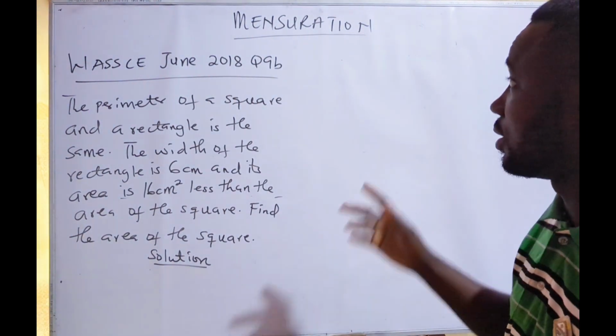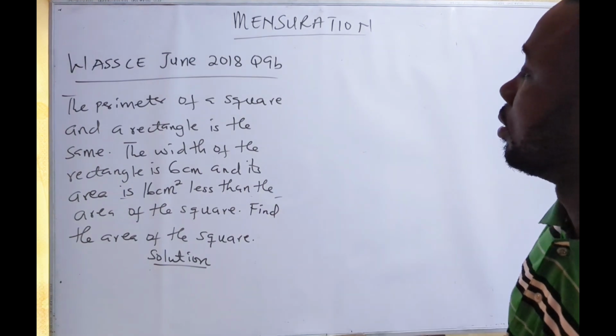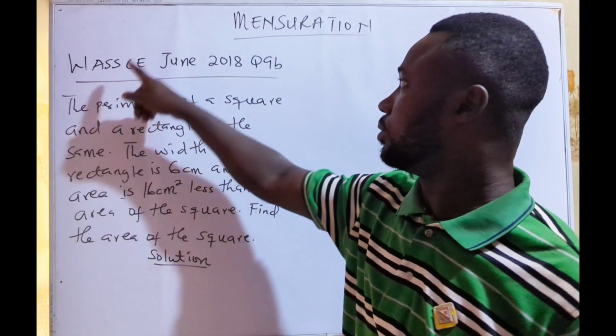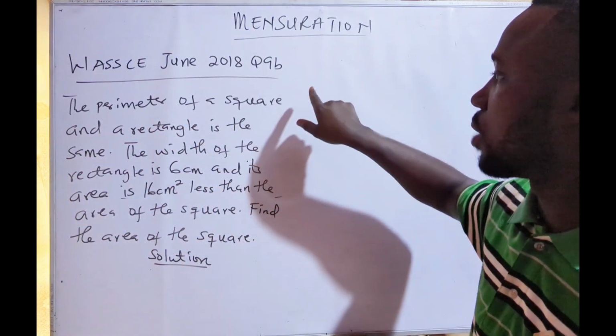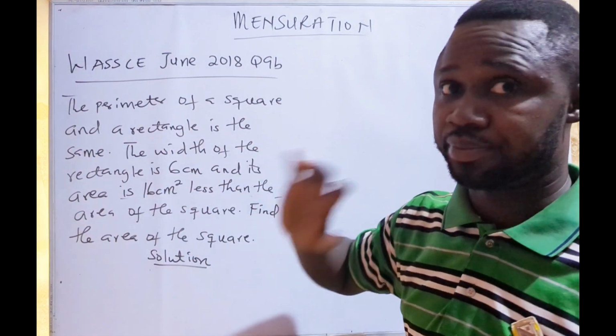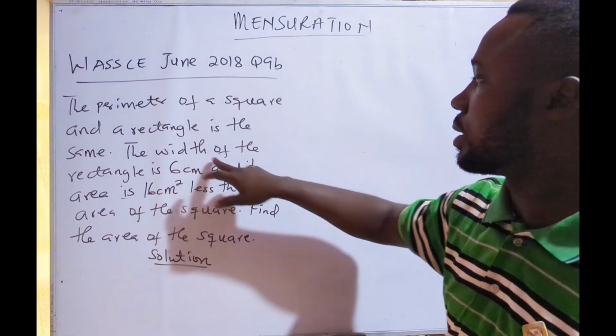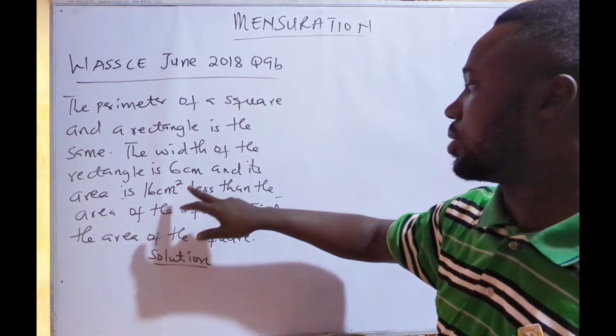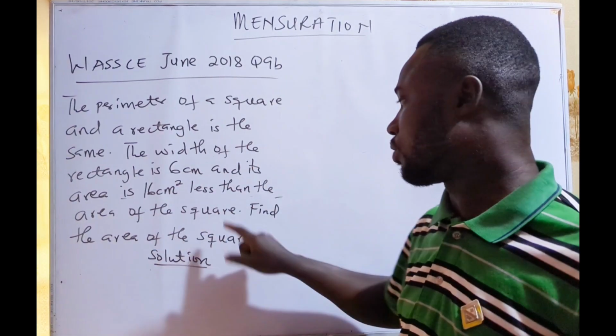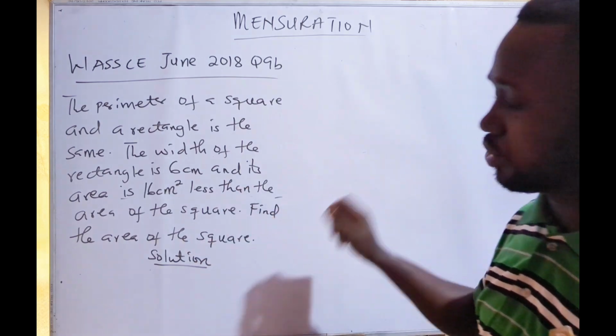All right. Let's look at this question on mensuration. WASSCE June 2018, question 9b. The perimeter of a square and a rectangle is the same. The width of the rectangle is 6 centimeters and its area is 16 centimeters less than the area of the square. Find the area of the square.